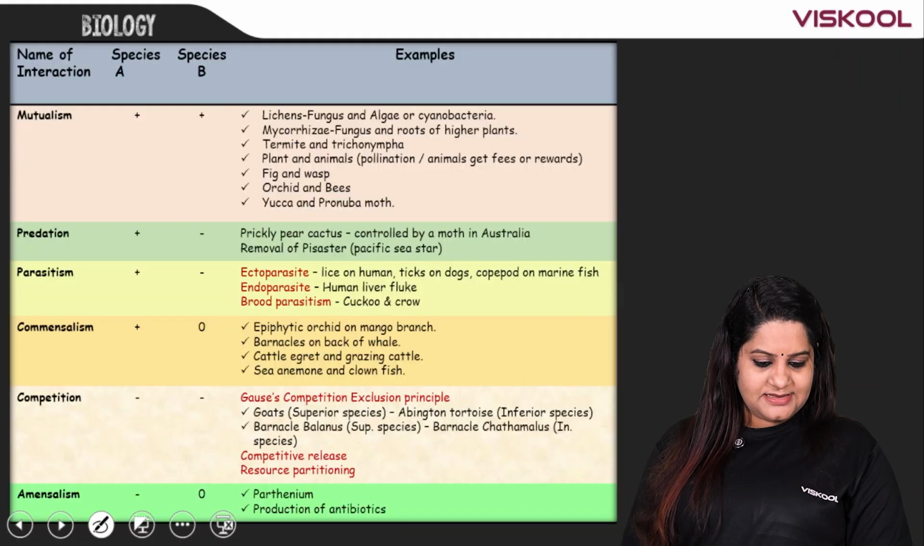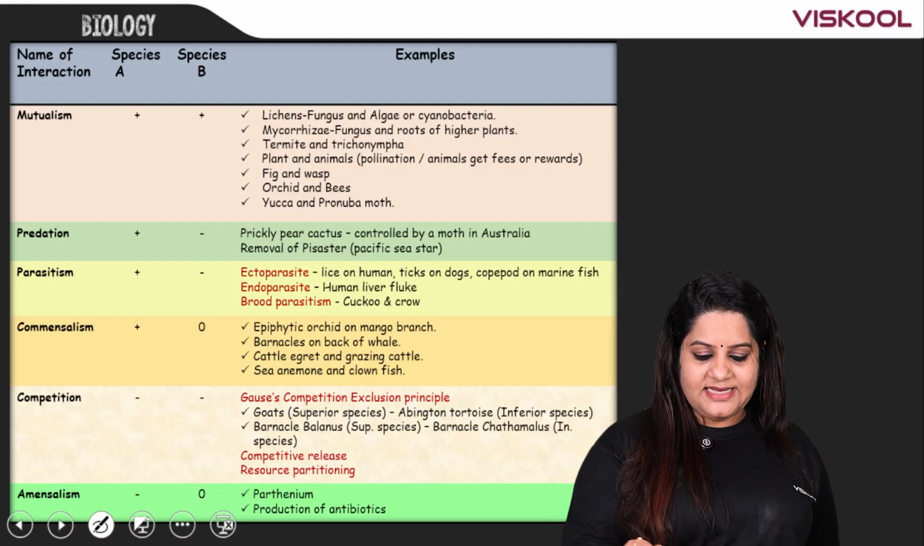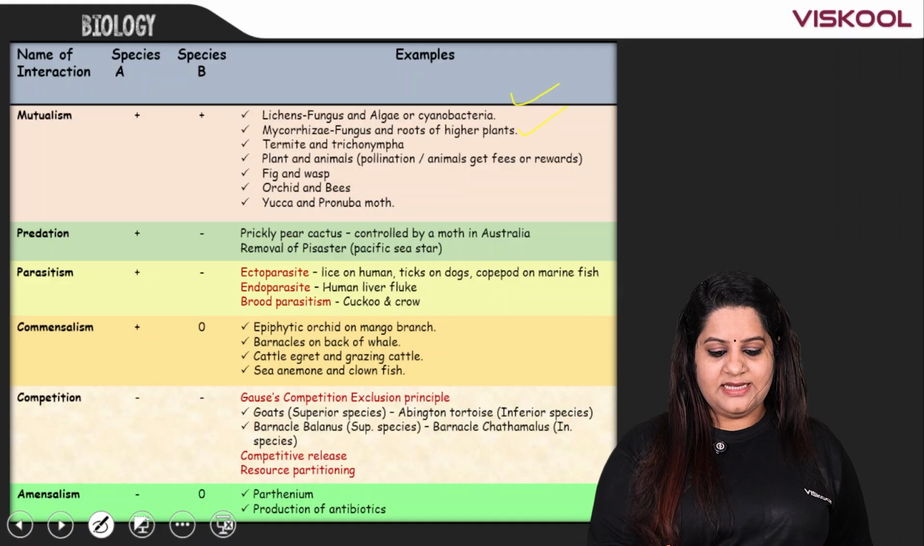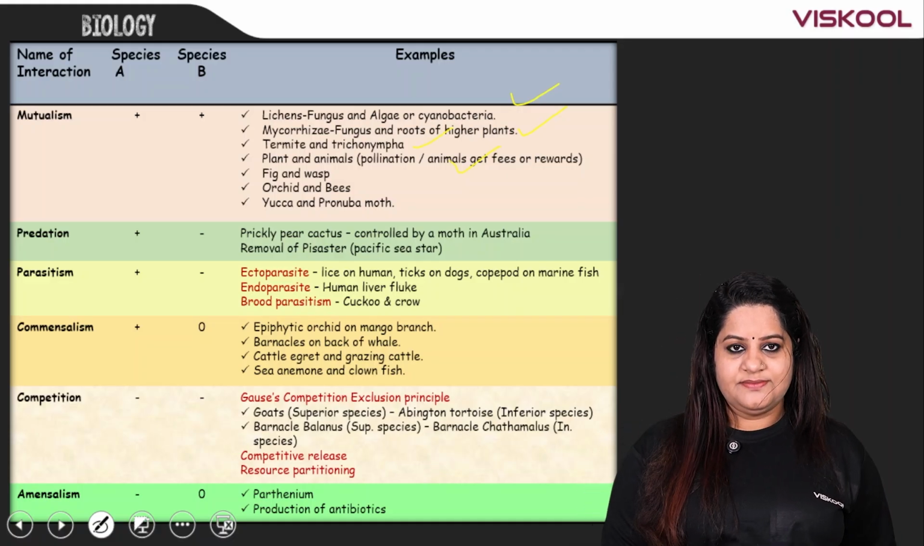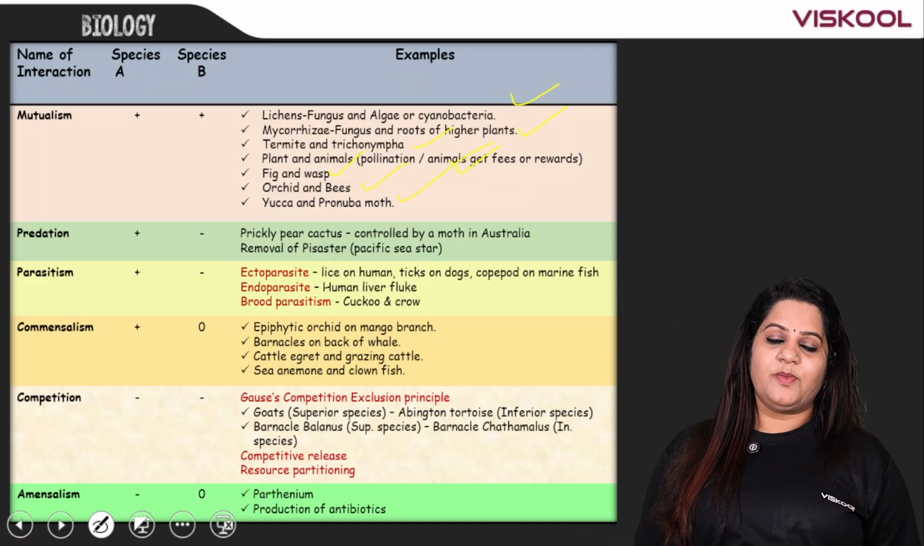Understood? Yes. So my dear children, these were the examples: lichen, mycorrhiza, termite and trichonympha, pollination, fig and wasp, orchid and bee, yucca and Pronuba moth.